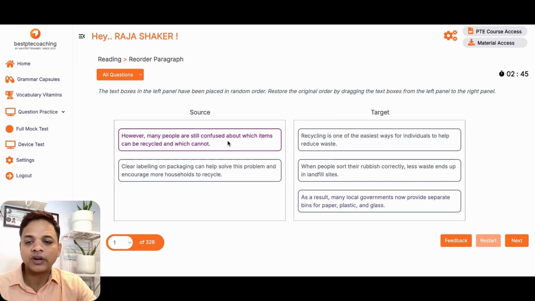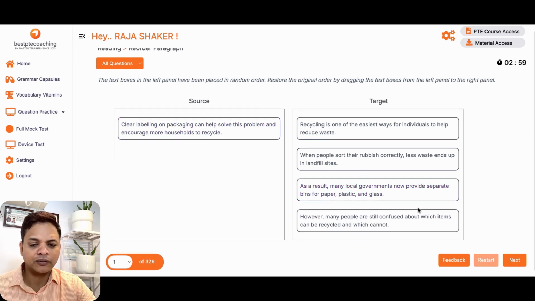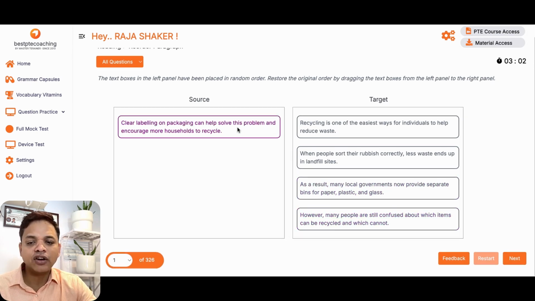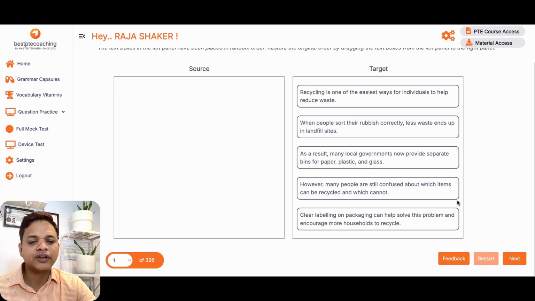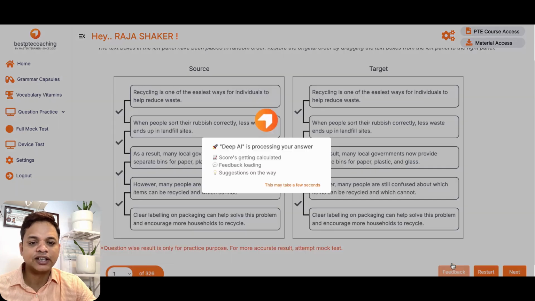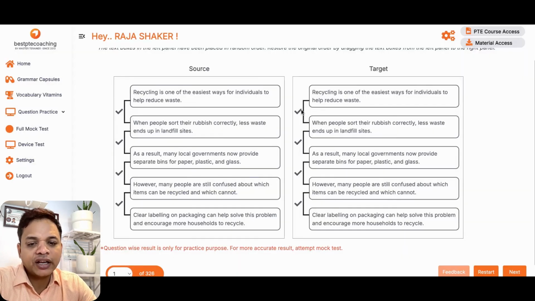Any problem here? Okay. However, many people are still confused about which items can be recycled, which cannot be. So they're still confused, it seems. Although the government is providing them with the paper, plastic, glass bins, they are still confused, it seems. This is going the right way. Clear labeling on packaging can help solve this problem, encourage more households to recycle. I think the confusion can be gotten rid of if there is labeling on the packaging. Let's see if it's correct. That's correct.